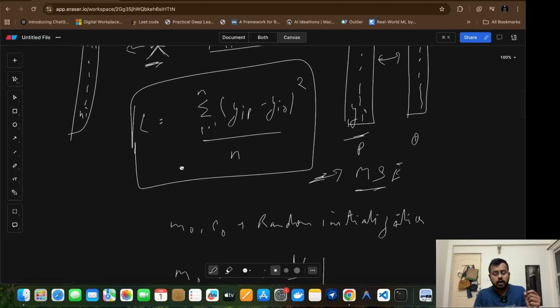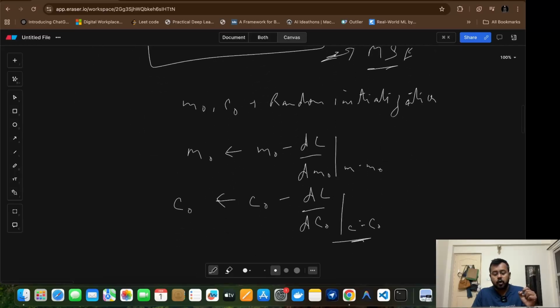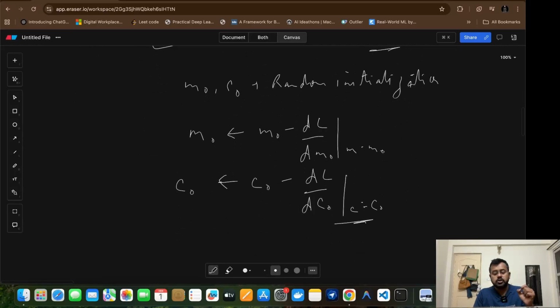This one. And how does it reduce? It will reduce if we tweak the m naught and c naught according to this particular equation. That is the whole story. And this equation is known as gradient descent.